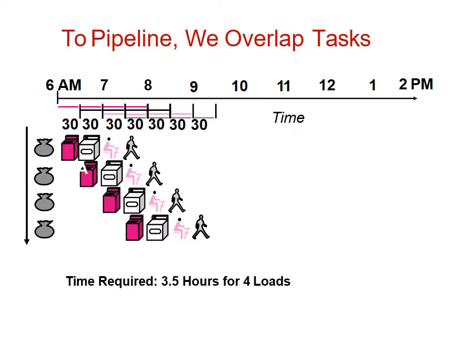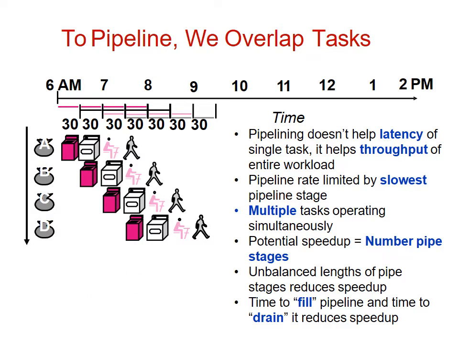So the total required time is 3.5 hours for 4 loads. So if we overlap tasks, then what will happen? Here are some instructions. First one is pipelining does not help latency of a single task, it helps throughput of the entire workload. Then pipeline rate is limited by the slowest pipeline stage.